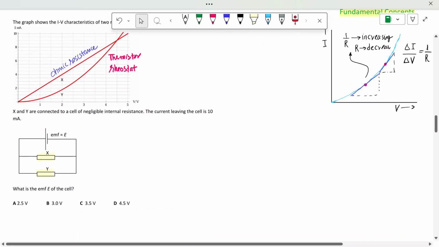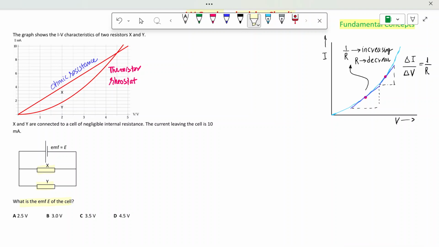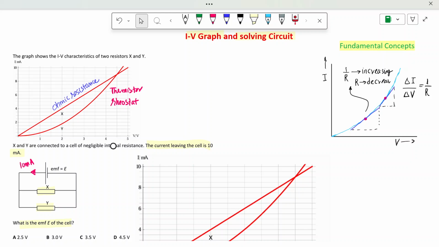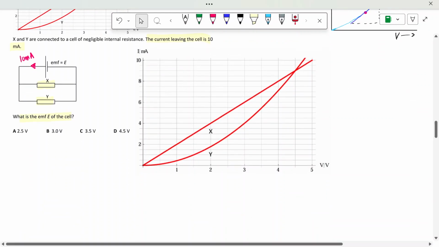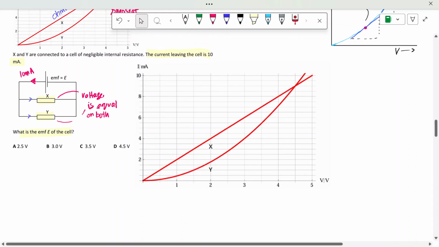But you notice that the two resistances are in parallel, and we have to find out the EMF of the cell. Right now the current leaving the cell is 10 milliampere. The current flowing in X and in Y can be different, of course. But one thing we can say with surety is that the potential difference is equal on both of them, because both are parallel to each other.